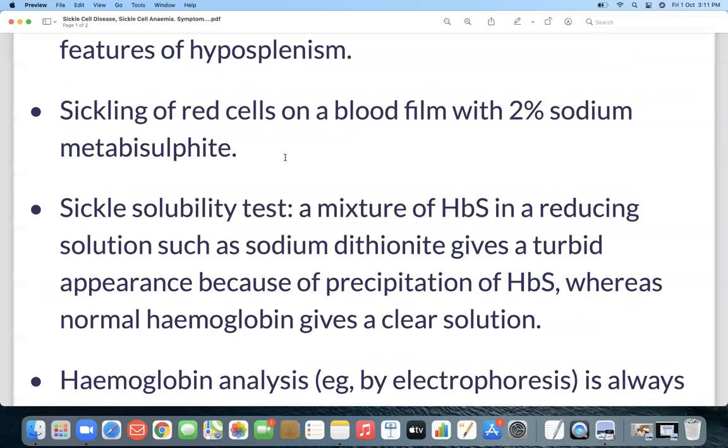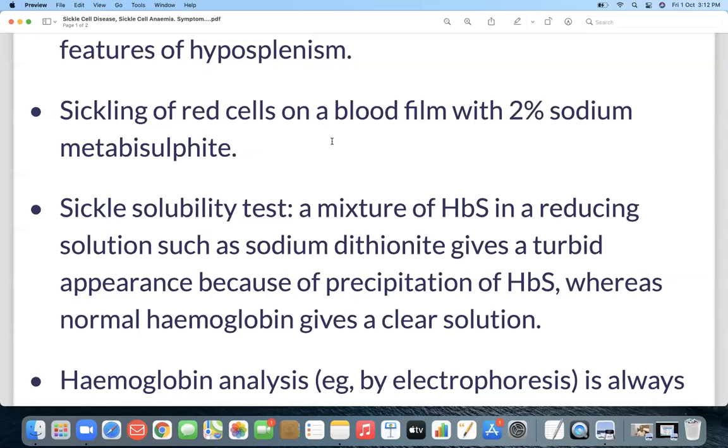Sickling of red cells on blood film with 2% sodium metabisulfite. You can also put this 2% sodium metabisulfite and check for sickling of red cells on blood film. This can also be done. Suppose you did not get a sickle cell on the blood film and you are suspecting the disease, you can confirm like this.